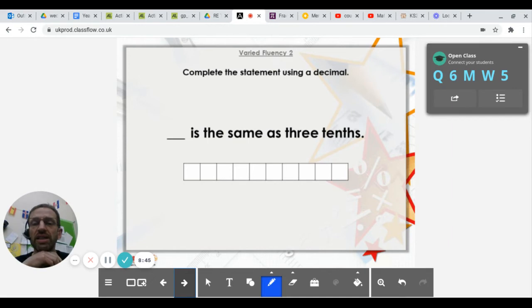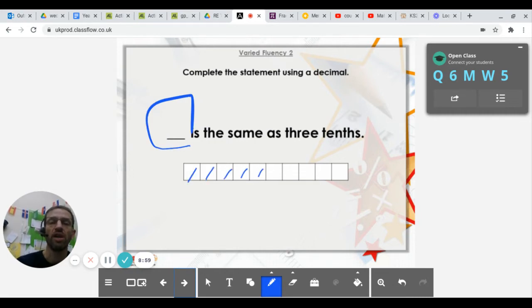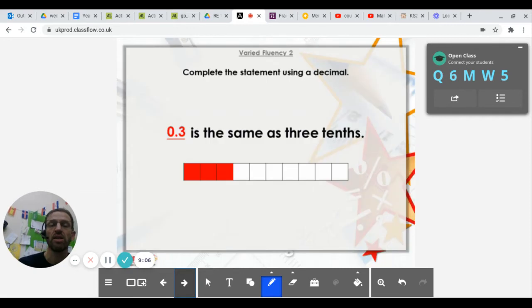Complete the statement using a decimal. So here we have something is the same as 3/10. So 3/10. Let's count. This is tens, I hope. 1, 2, 3, 4, 5, 6, 7, 8, 9, 10. So 3/10. Hopefully the fraction is going to be 0.3. Yep, 3/10 is the same as 0.3. 3/10 like that. Very good.